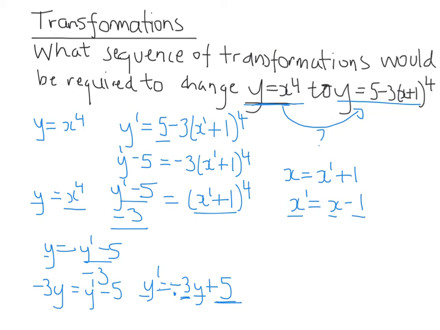Alright, so let's see, well, how could we have done this? Well, the first thing that we would have had to do was change the y value. So we could have said reflect in the x-axis. Okay, that's what that negative in front of the 3y would have done. Then we could have said dilate by a factor of 3 from the x-axis.